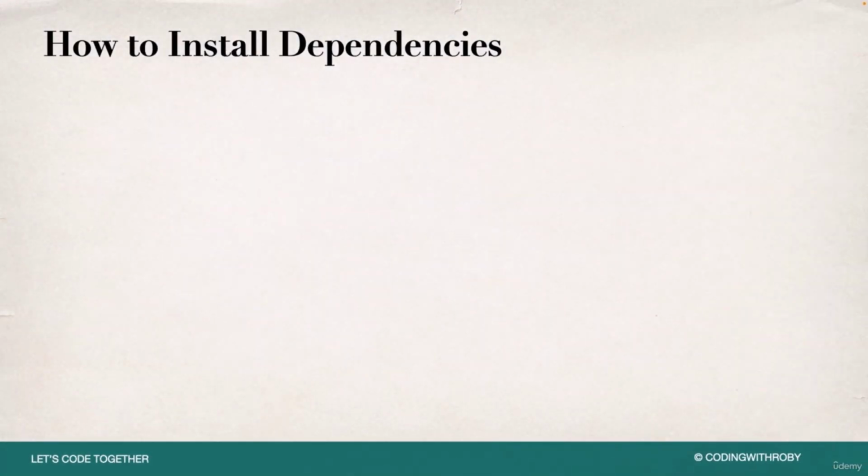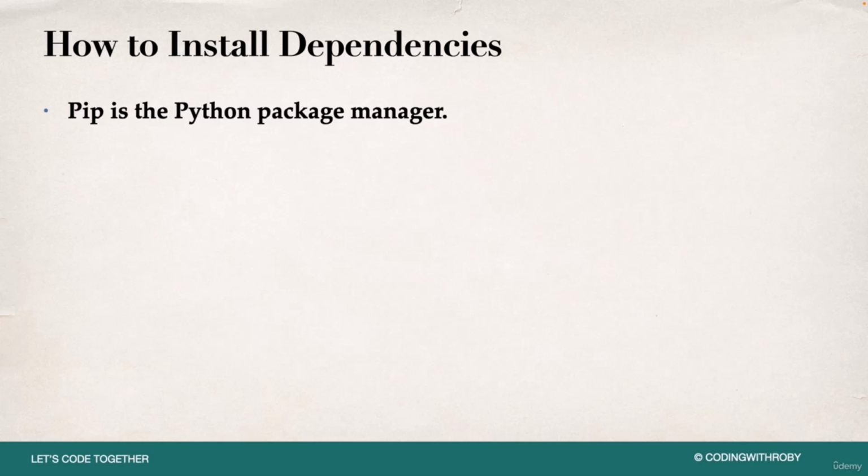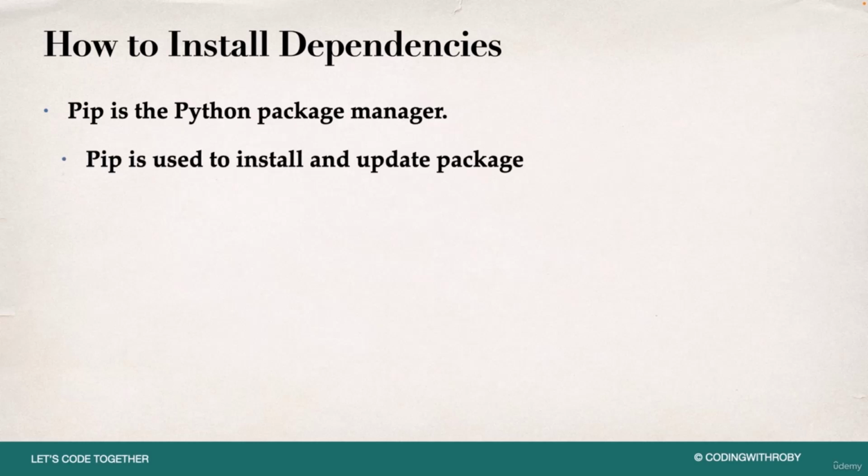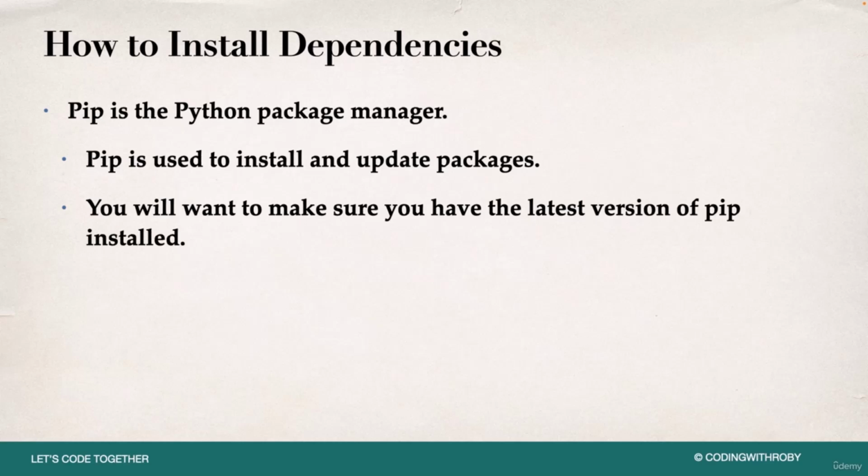Well, how do we download and install dependencies to a specific project? Well, we're going to be using pip, and pip is the Python package manager. Pip is used to install and update packages, and you're going to want to make sure that you have the latest version of pip installed on your machine. Pip is always getting new updates, so if your pip is not the exact newest, that's okay, as long as it's fairly close.